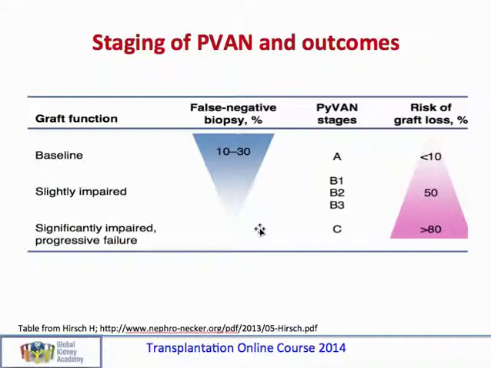So, unsurprisingly, as the severity of polyomavirus nephropathy increases, the risk of graft loss increases to perhaps higher than 80% in stage C, whereas stage B, intermediate, and stage A have a very good prognosis.